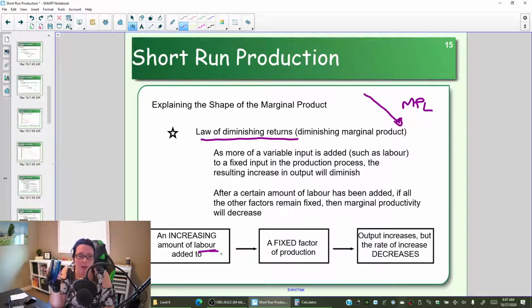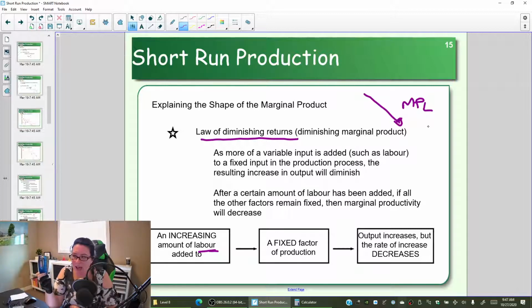And so what then happens is that we add these workers, but they're not able to add as much to production. So marginal product goes down, we get diminishing returns. We add more workers, but we get less from each additional one. And it has to do with that fixed factor.